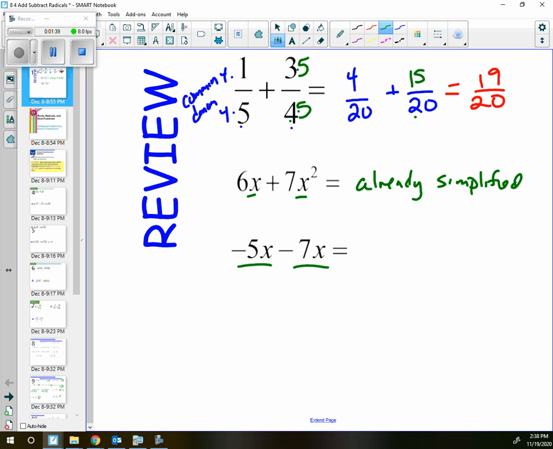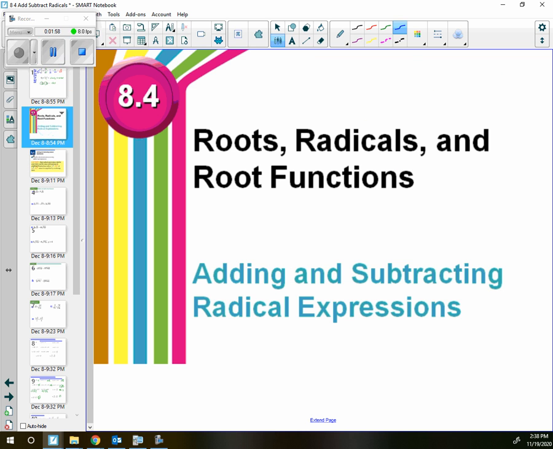How about the next one, though? They're both just x to the first. Totally fine. How do we put them together? We do the operation with their coefficients. So we have -5 minus 7 more would be minus 12 of them. So these same exact rules that we just talked about are what we're going to do today with adding and subtracting for roots and radicals. So putting together those coefficients, all those things very much the same.